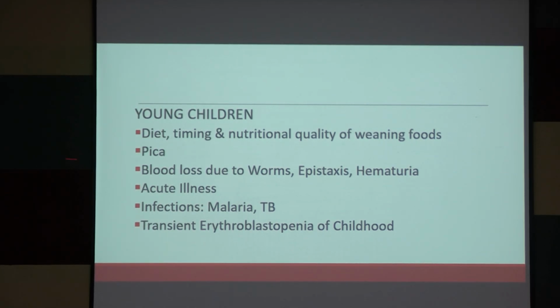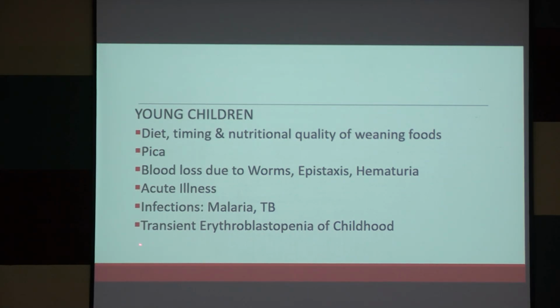Okay. Then again worms, epistaxis, hematuria, any acute illness the baby is suffering from. Malaria. Malaria is a very common cause in this tropical country. It causes anemia. Okay. And tuberculosis, our national disease. It is a very common cause of anemia of chronic disease.